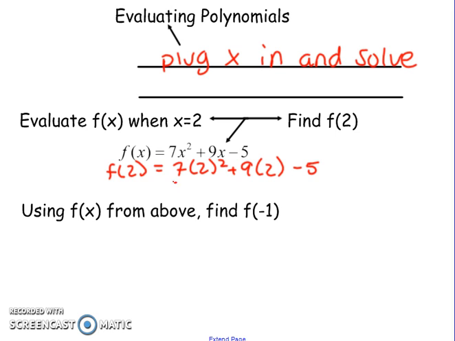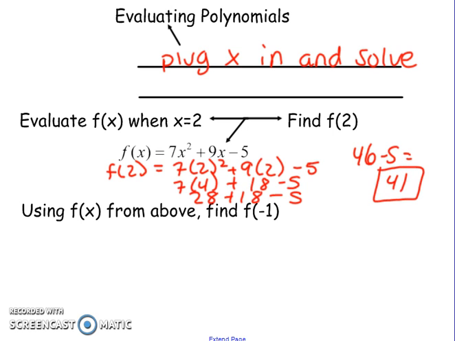That's going to be our answer. So 2 squared is 4. So 7 times 4 plus 18 minus 5. So 28 plus 18 minus 5. So 46 minus 5 gives me 41. So f of 2 is 41.